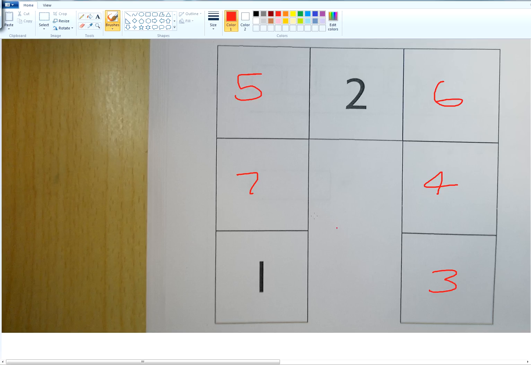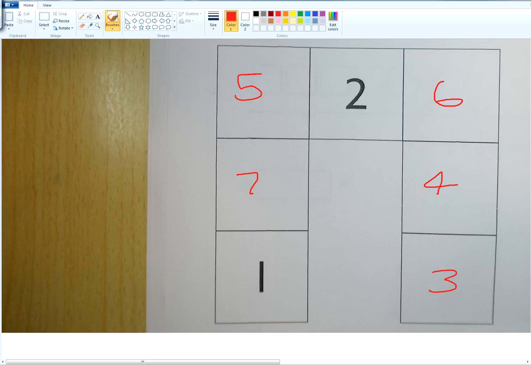That would be the answer. What if we do 5 add 2, it will give you 7. 7 add 6 will give you 13. That's 13 this way, and that's 13 that way. It's 13 in every direction.